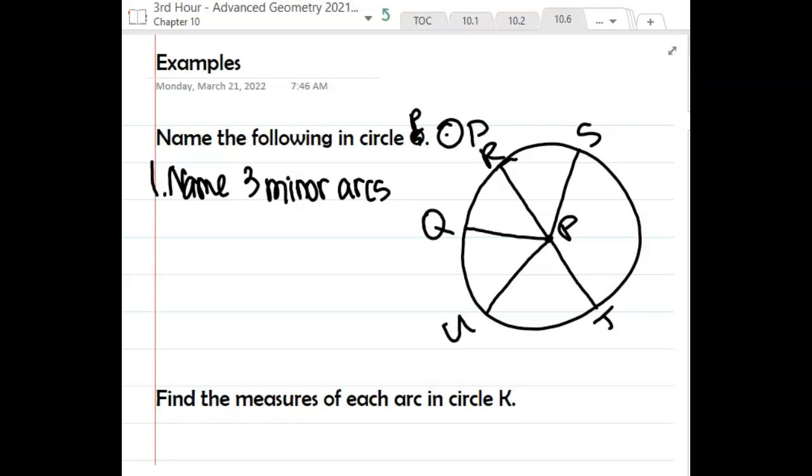Now, as a reminder, a minor arc is an arc that is smaller than a semicircle. A semicircle would be halfway around the circle. So I'm looking for something that is less than half of the circle. And remember, we name minor arcs using their endpoints. So, anybody have a minor arc? ST. Very good. ST. Less than half of the circle. As a reminder, how we name it, you do capital S, capital T, and then put an arc over the ST. What's another one?